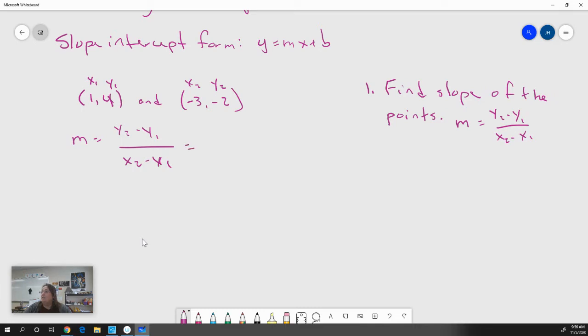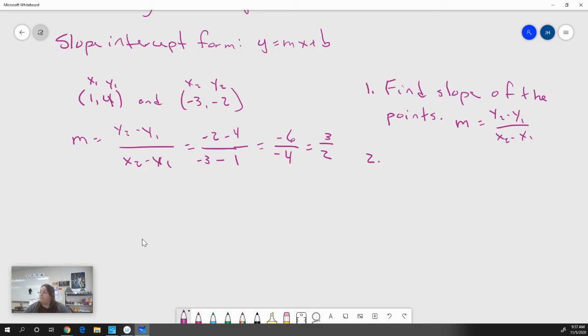So this is just plugging in numbers, right? y2 is -2 minus y1, which is 4. x2 is -3 minus x1, which is just 1. So we have -2 minus 4 is -6. -3 minus 1 is -4. This is going to become positive because I have a negative over a negative. And I'm going to reduce the fraction, and I am going to get 3 halves, right? 6 divided by 2 is 3. 4 divided by 2 is 2. Negative over negative is a positive. So I know now I have a slope of 3 halves.